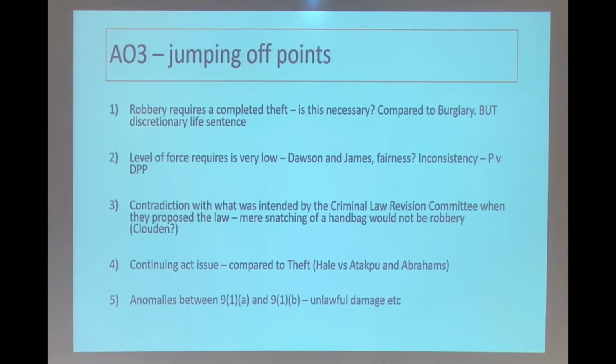One of the big issues is around continuing act. And as I said, there's a contradiction in the law because theft under the Theft Act is not a continuing act, but theft under robbery is a continuing act.